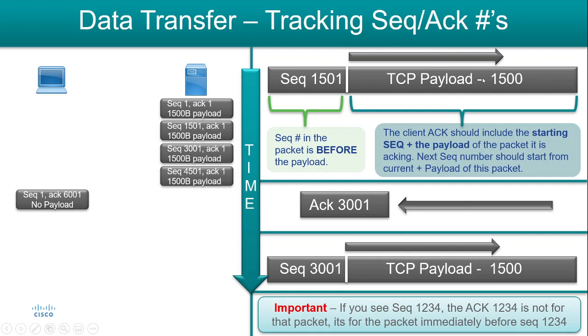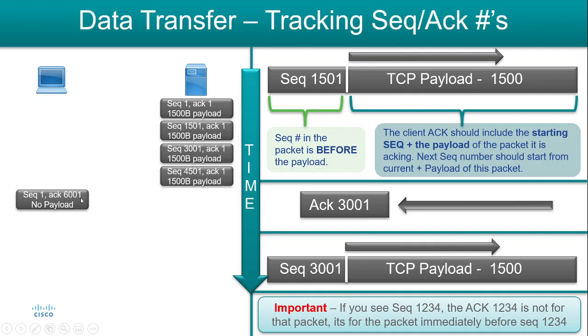Well, if our payload is 1500 bytes and we started at 1501, we simply just need to add these two numbers together. And so the server will send an acknowledgement for 3001. And this implies that we got all of the bytes, including the entire payload, up to the 3001st bit, or byte rather.